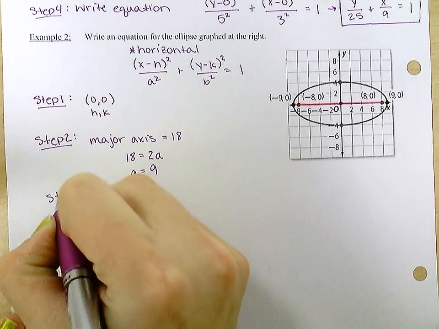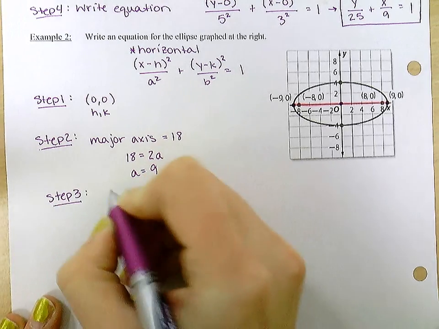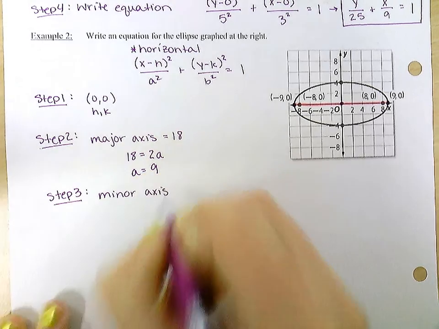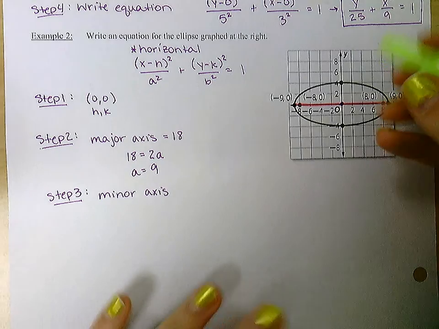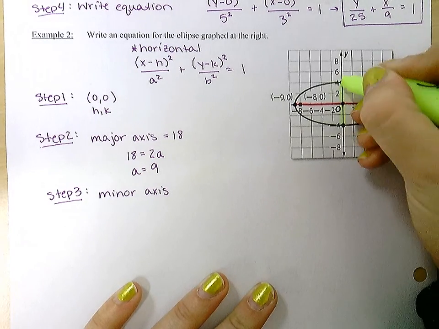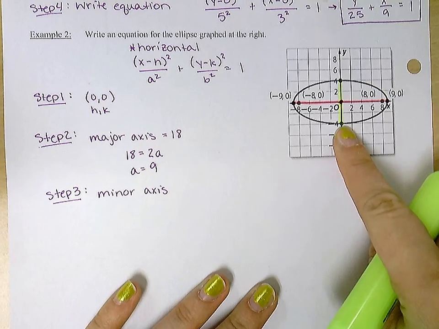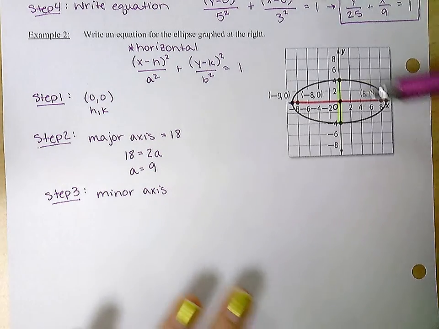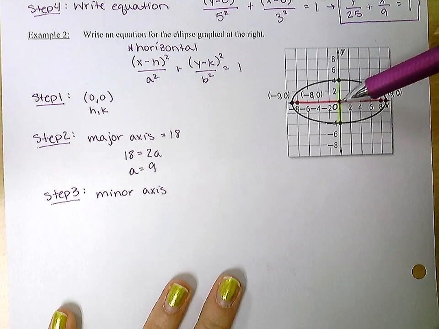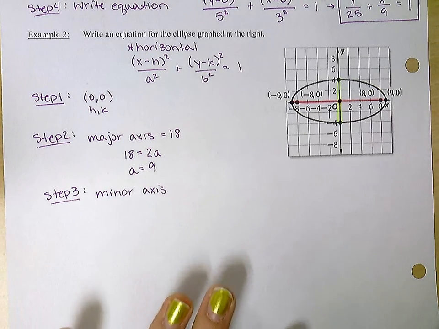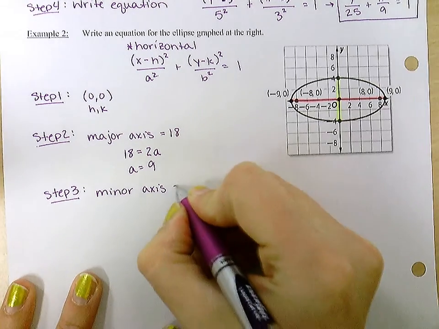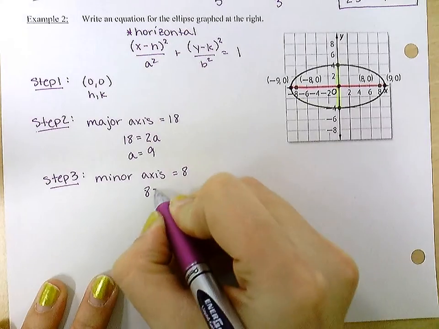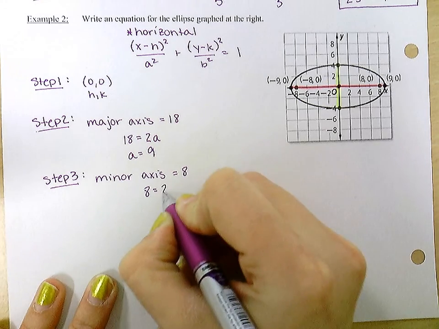Okay, step 3. We want to find B. So using the minor axis, okay, this is your minor axis here. Each unit is going up by 2, not 1. Okay, so I have 2, 4, 6, 8 as the length of my minor axis. So it's 8 divided by 2 is 4. So I'm going to take our minor axis and set it equal to 2B.